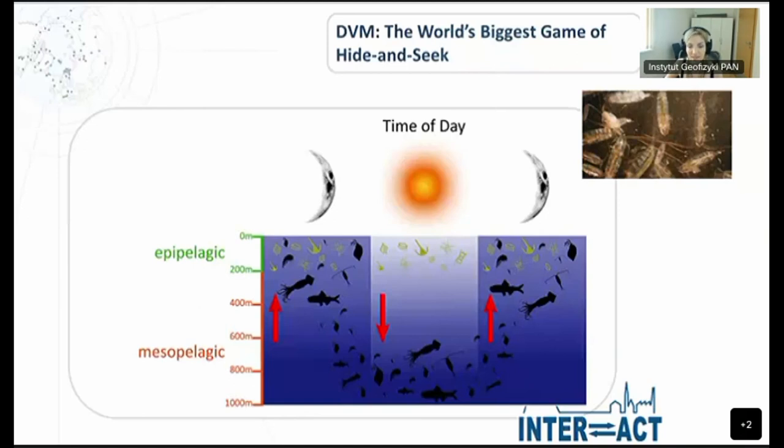So finally, these diurnal patterns, diurnal vertical migration, so-called DVM. This happens on a much larger scale than we are aware of. It's zooplankton, and it's a global phenomenon, which is characteristic for marine and freshwater environments, but it is particularly significant and very important in the Arctic.